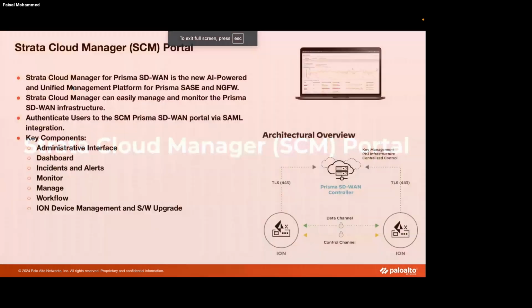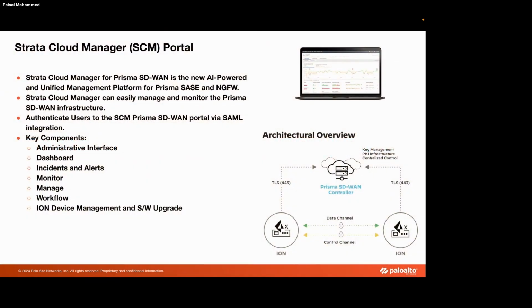The SCM portal is the central management platform for the Prisma SD-WAN. It is not only used to manage your Prisma SD-WAN, it is used to manage your Prisma SASE, which includes Prisma Access as well as SD-WAN and next gen firewall, and it is a unified platform. Today we will focus on the Prisma SD-WAN portion of the menu of the Strata Cloud Manager, which you need to operate and manage your Prisma SD-WAN infrastructure. The Strata Cloud Manager can easily manage and monitor the Prisma SD-WAN infrastructure. Users are authenticated to the SCM via SAML integration.